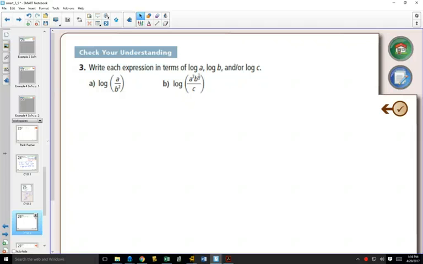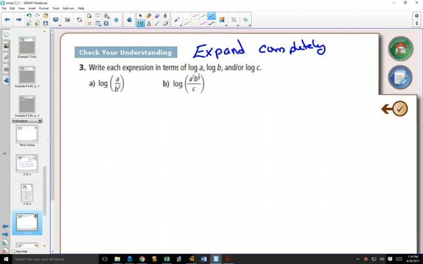Single log. Now this afternoon, we're going to build skills to do the opposite. Let's expand things completely. Let's break it all apart. So one way that they could ask this question is this one: write each expression in terms of log A, log B, log C. Sometimes this same question has the following command: expand completely.